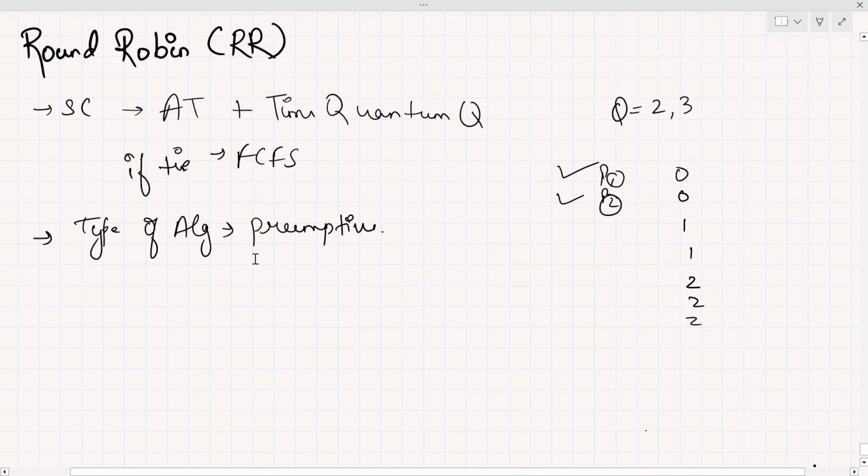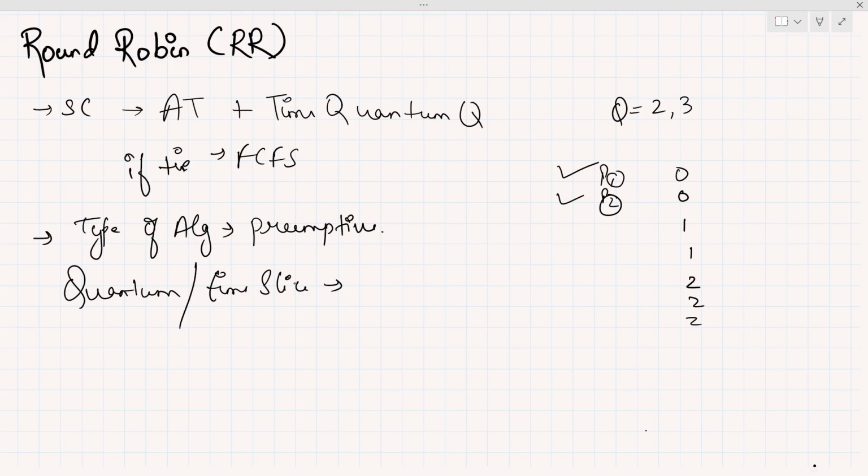Now, if you want to define a quantum, sometimes the quantum is also known as a time slice. Both are the same: time quantum or time slice. You can define it as the maximum amount of time for which a process runs on a CPU, because if the time quantum is 2, the process can execute for at most 2. If the time quantum is 5, then the maximum time a process can spend on the CPU is 5. I said maximum time. If the burst time of a particular process is 3, then definitely it spends 3 units of time on the CPU.